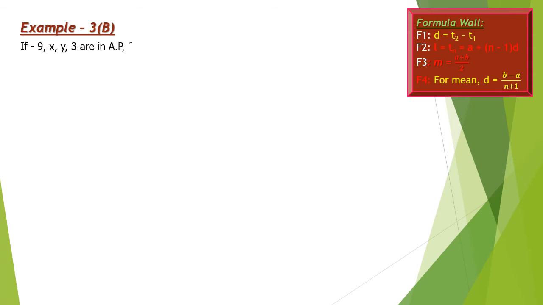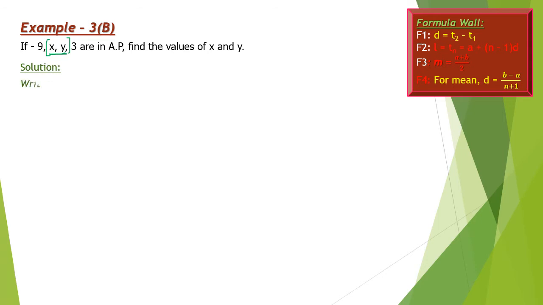Now here we have to find two unknowns between the first and last term. Sorry, not mean, there are two unknowns. That means, from the definition, x and y are arithmetic means between -9 and 3, isn't it? So n will be 2. We have a, we have b, and we have n, so we can easily find d. After we find d, we can find the values of x and y.